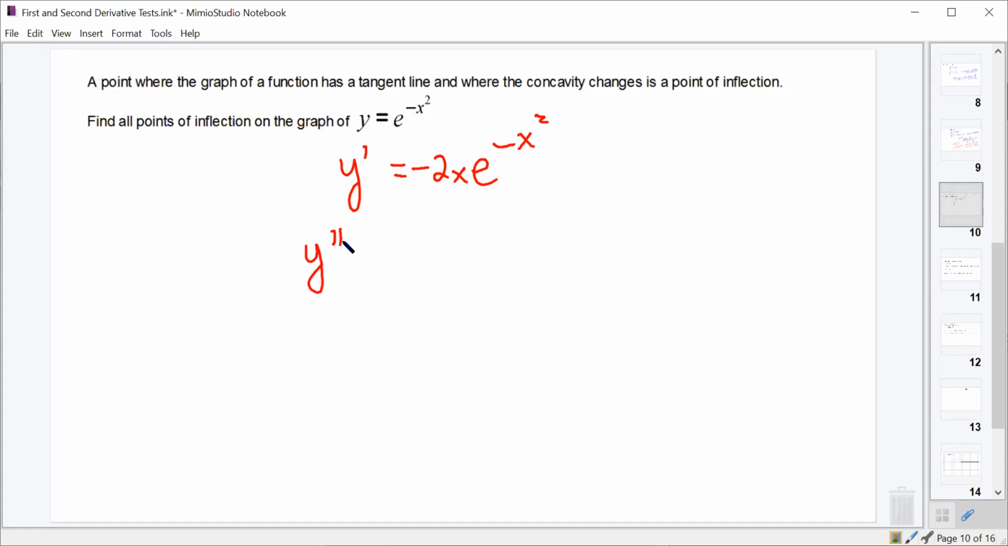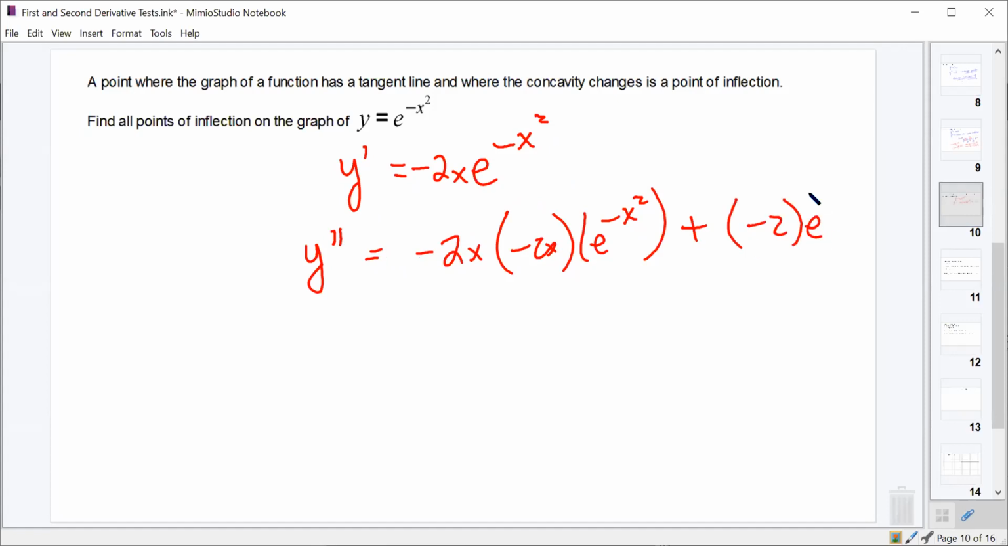Now we need our second derivative. The second derivative is going to require us to use the product rule because now it's negative 2x, one function, times e to the negative x squared, another function. So that's going to give us what? Negative 2x times the derivative of e to the negative x squared, which we already found to be negative 2x times e to the negative x squared, plus e to the negative x squared times the derivative of negative 2x.